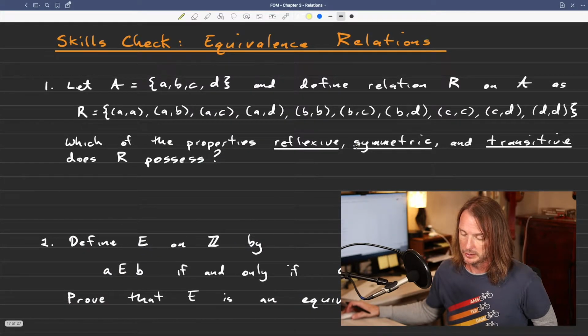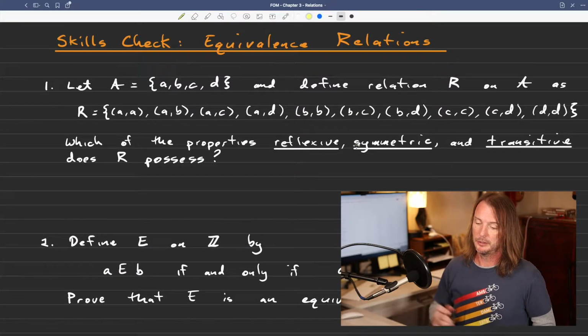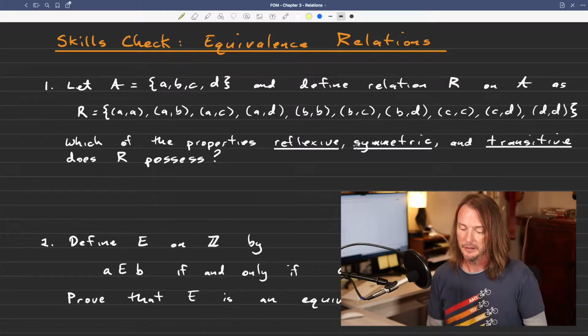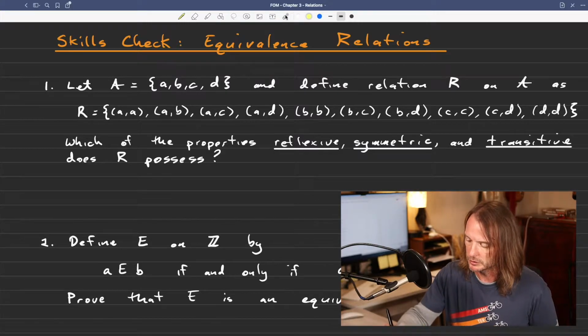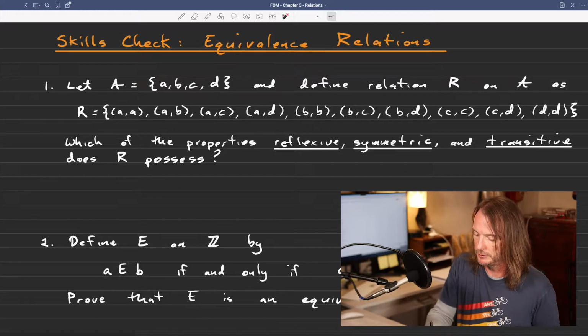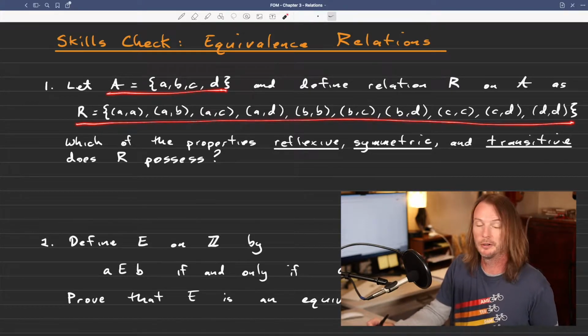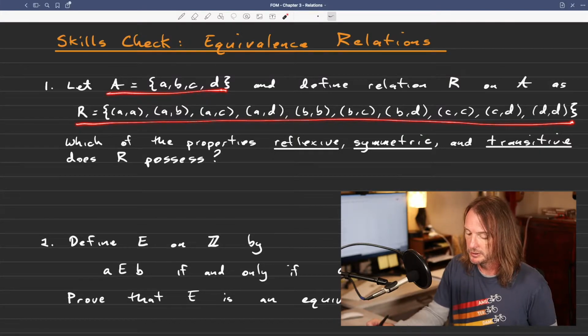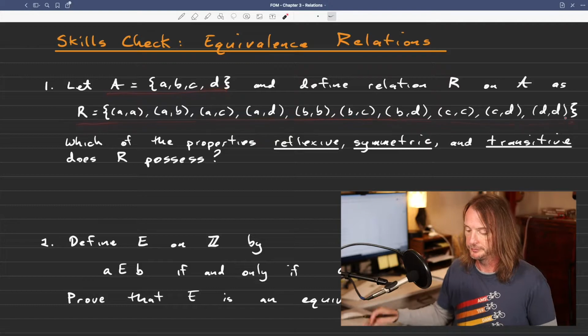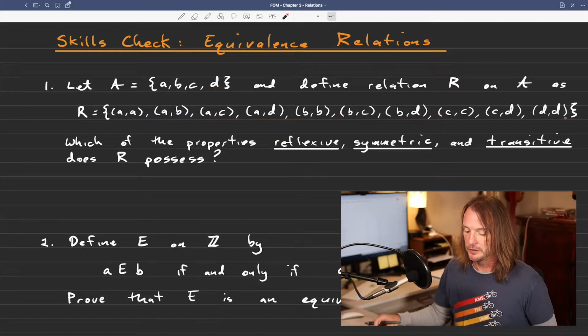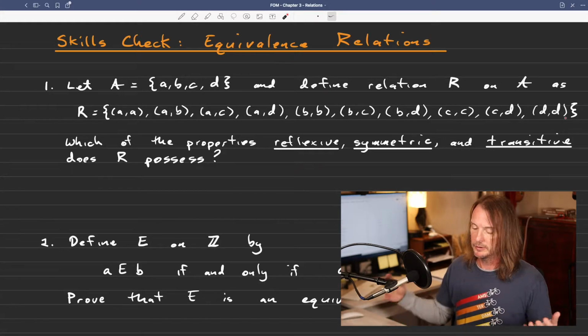So I'll give you a chance to practice your skills a little bit here on the concept of equivalence relations. The first example is sort of one of those toy examples where I've given you just some set, A, B, C, D, and some randomly generated relation. And I want you to think about which properties, reflexivity, symmetry, and transitivity, this relation possesses. And so if it is reflexive, I want you to be able to tell me why. If it's not, also be able to say why, that sort of thing.